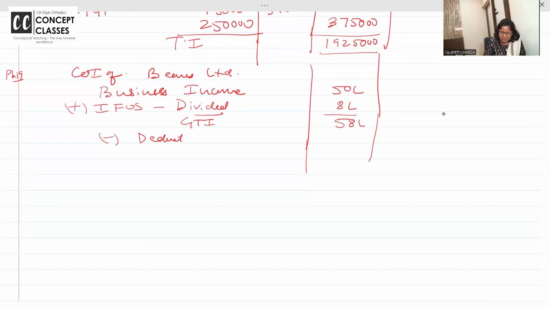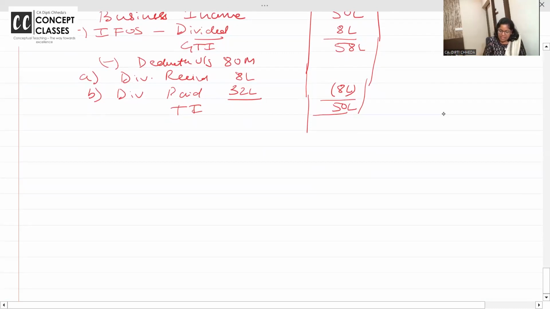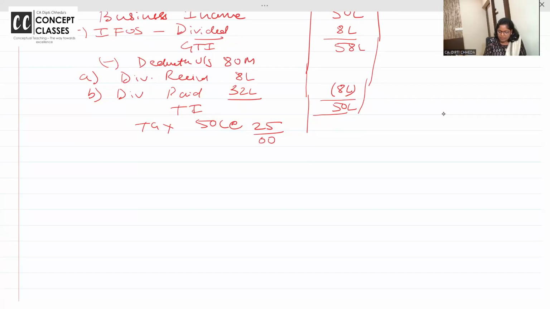Less: deduction under section 80M, least of the two. What is dividend received? 8 lakhs. What is dividend paid? 32 lakhs. Least is 8 lakhs. So what is the total income? 50 lakhs. And what will be the tax thereon? 25% if the turnover of the company before 2 years is less than 400 crores.